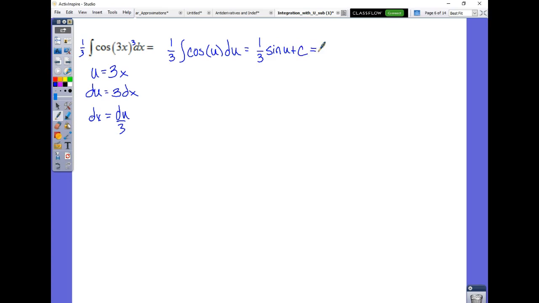Of course, I don't want the sine of u, I want the sine in terms of x, so this is going to be 1/3 sine of 3x. Ladies and gentlemen, you're done.